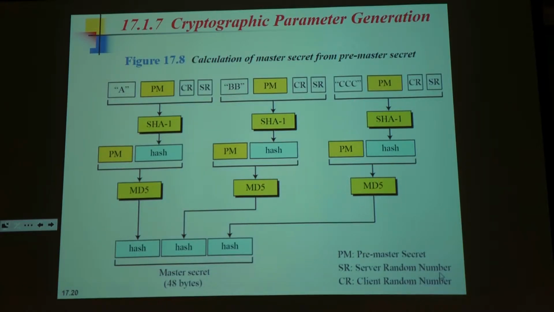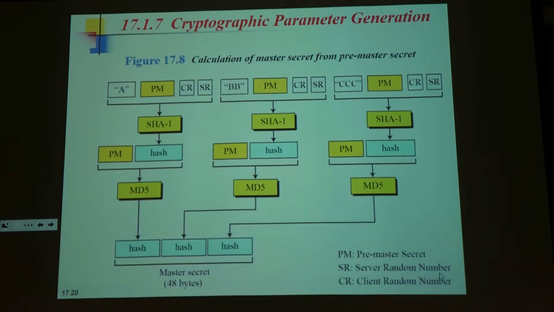Preset. They are always there. PM, what is PM? The pre-master secret used. And then the CR is the client random number and the server random number. Group, second group, third group. All of them, you do SHA-1 for them. You're gonna create a hash.